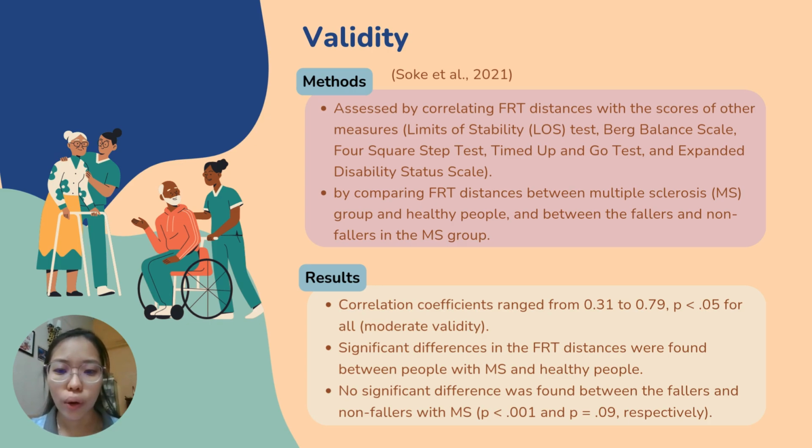They also compared the functional reach test distance between the multiple sclerosis group and healthy people, and between the fallers and non-fallers in the multiple sclerosis group. The result shows that the correlation coefficient ranged from 0.31 to 0.79. Significant differences in the functional reach test distance were found between the people with multiple sclerosis and healthy people. However, no significant difference was found between the fallers and non-fallers in the multiple sclerosis group.